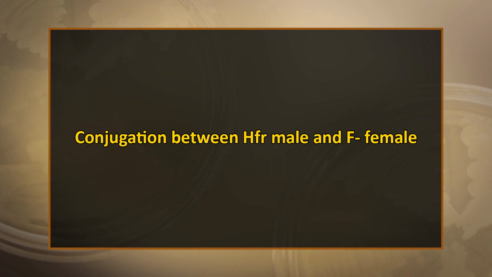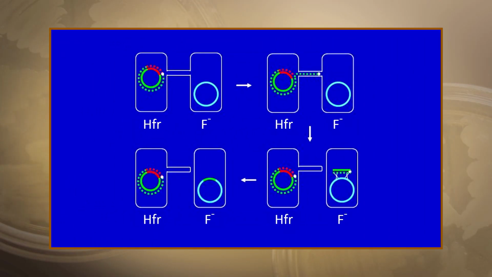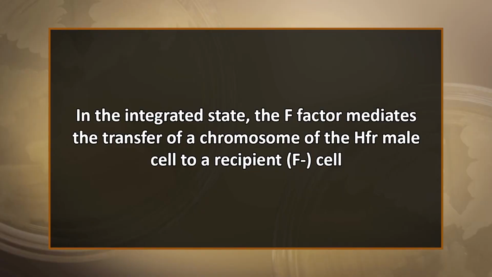Second, conjugation between Hfr male and F minus female. The F factor can integrate into the host chromosome. An F plus cell carrying an integrated F factor is called an Hfr, that's for high frequency recombination. Therefore, the F plus male becomes an Hfr male. In the integrated state, the F factor mediates the transfer of a chromosome of the Hfr male cell to a recipient, that is F minus cell.